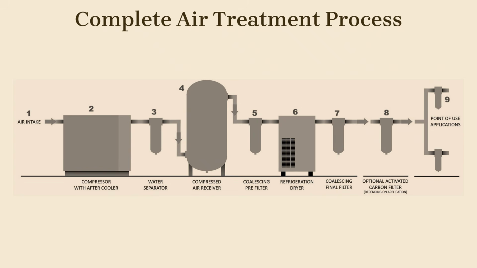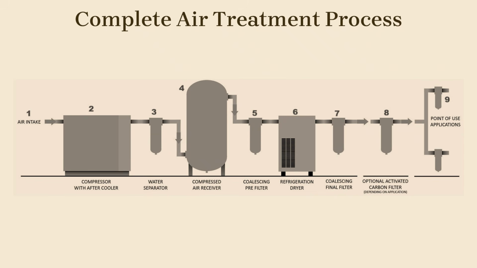5. Coalescing pre-filter. This filter removes oil aerosols, fine water droplets, and small particles. It protects the dryer from contamination and improves its efficiency. 6. Refrigeration dryer. The dryer cools the compressed air to remove remaining moisture. This lowers the dew point and prevents corrosion, condensation, and equipment damage.